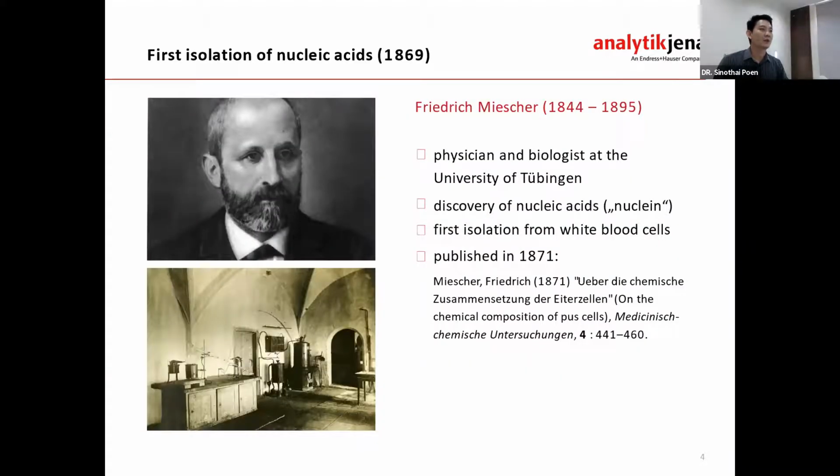Okay, let's begin with the history of nucleic acid extraction. First isolation of nucleic acid came in 1869, from a Swiss physician named Friedrich Miescher. He isolated DNA, whose chemical composition or structure were not known at the time, from white blood cells, and he named the molecule he isolated nuclein, which was later termed nucleic acids as we know today.